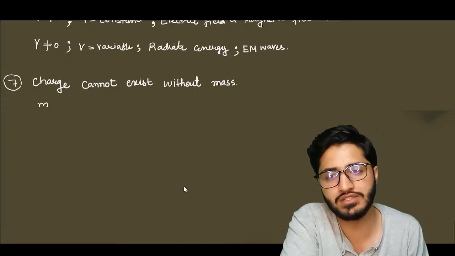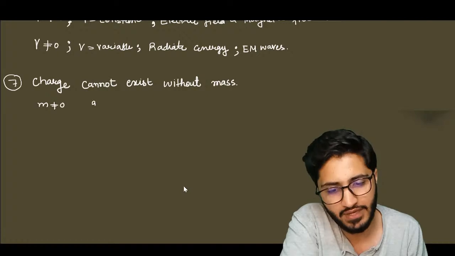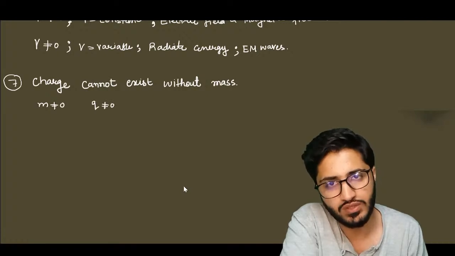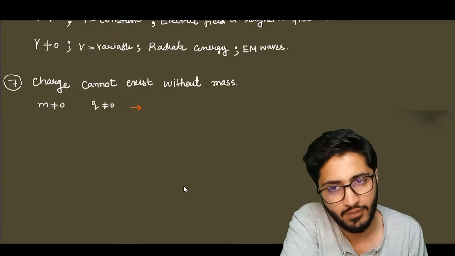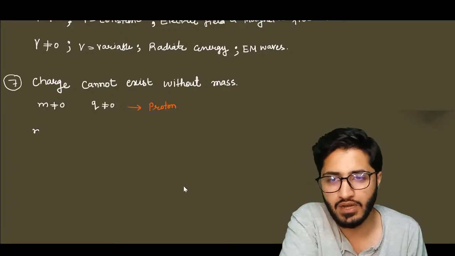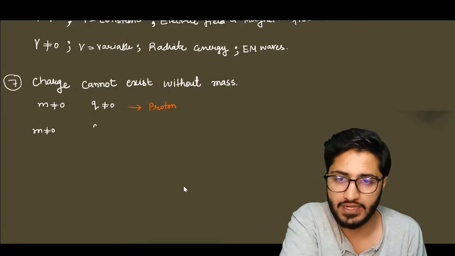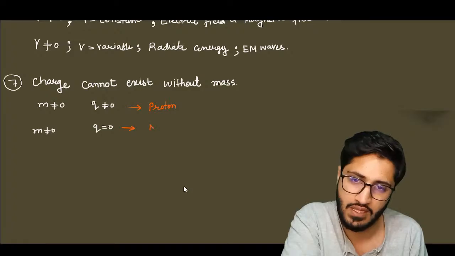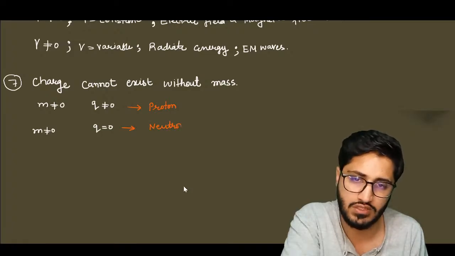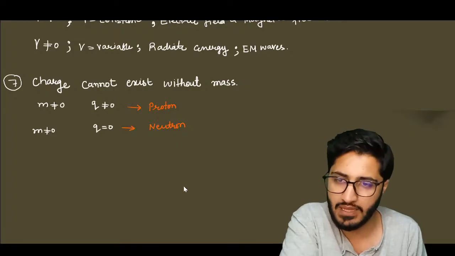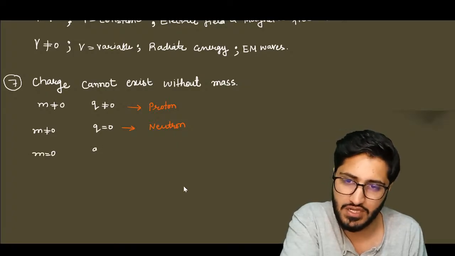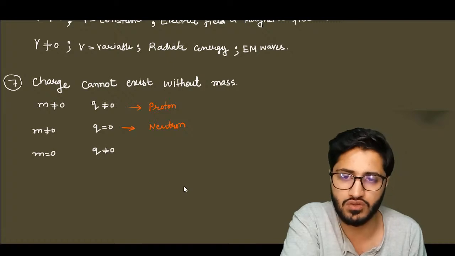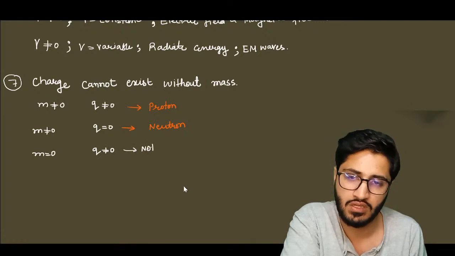For example, if my mass is not equal to 0 and my charge is not equal to 0, the example is the proton. If my mass is not equal to 0 but charge equals 0, the example is the neutron, which is neutral. But if my mass is 0 and charge is either not 0 or equal to 0, this is not possible.